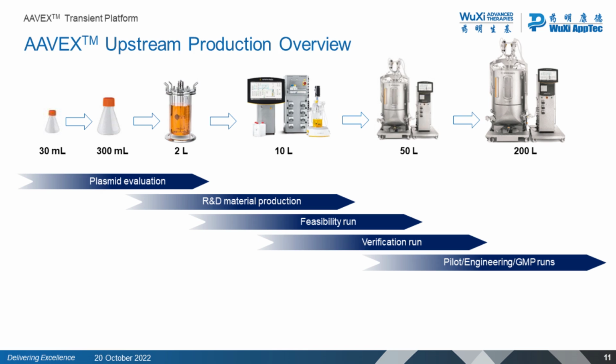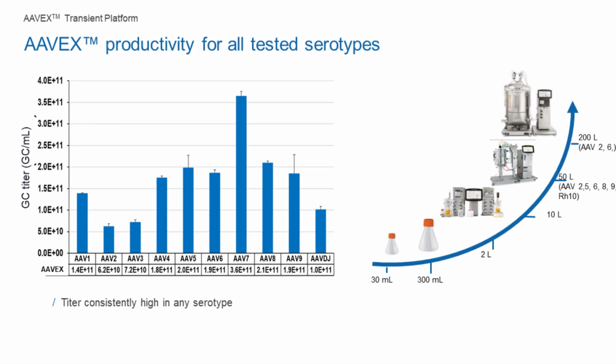WuXi offers a variety of upstream scales depending on the purpose of the production, from shaker flask for plasmid evaluation, smaller bioreactor for R&D material preparation, 10-liter and 50-liter for feasibility or verification runs, up to 50-liter and 200 liters for pilot engineering and GMP runs. We have consistently delivered high productivity of almost all serotypes of AAV in smaller to mid-sized bioreactor scales and demonstrated some selected serotypes in larger scales.